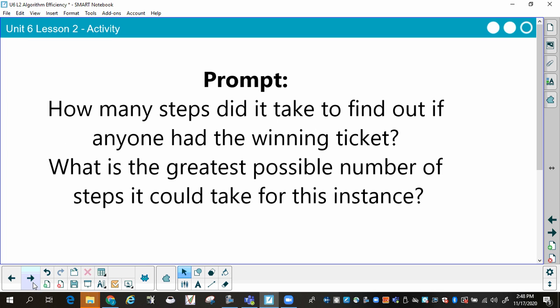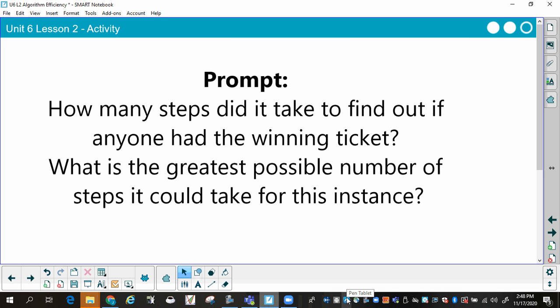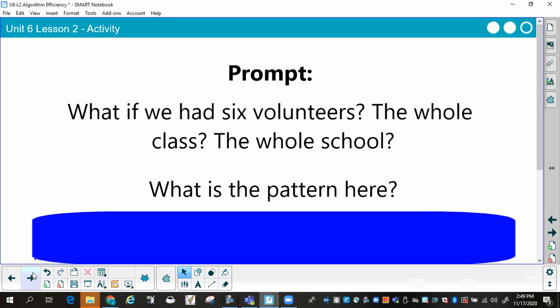That's how we searched. Well, how many steps did it take to find out if anyone had the winning ticket? What is the greatest possible number of steps it could take for this instance? Think about that. Well, if you think about it, if I had 4 tickets, I could potentially have to check all 4 tickets. That's the greatest number of things I would have to check. If we had 6 volunteers, 6 different tickets, how many tickets at most would I have to check for a winning ticket? 6. The whole school, however many were in the school.